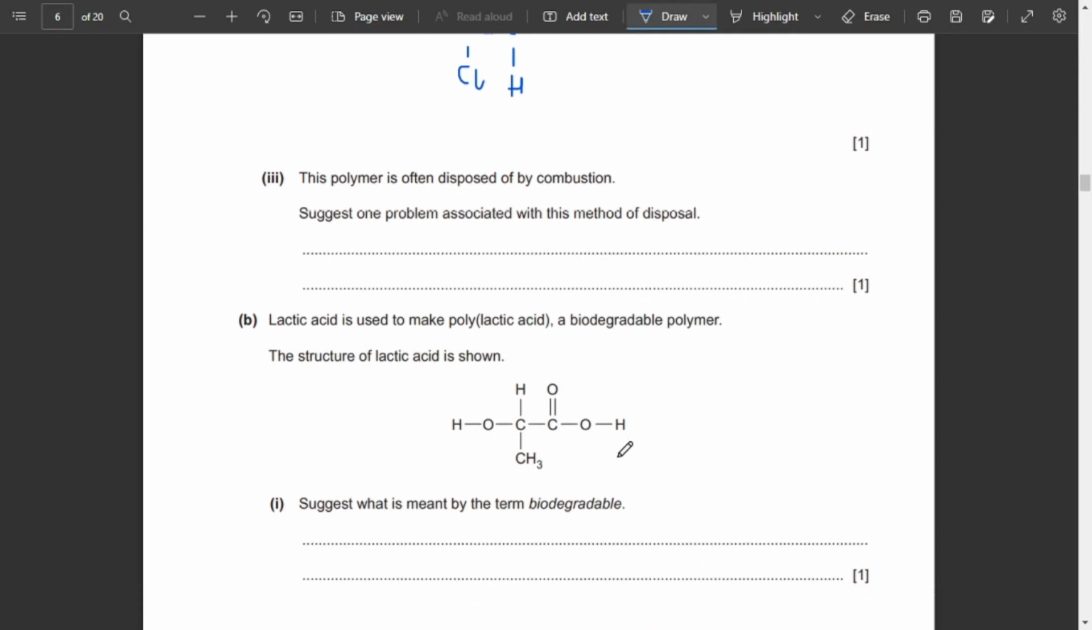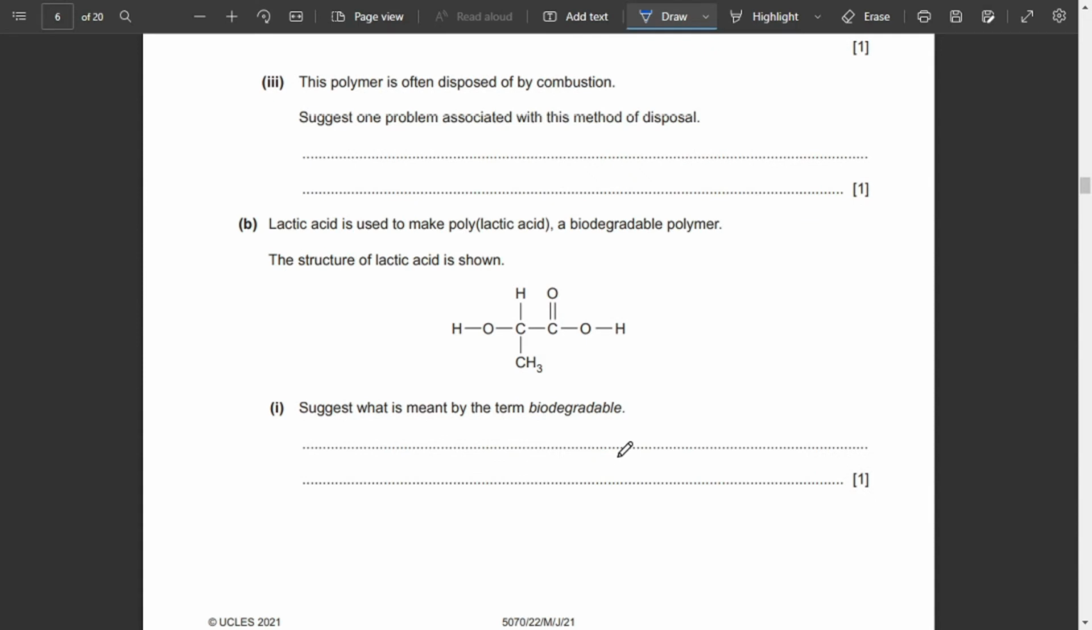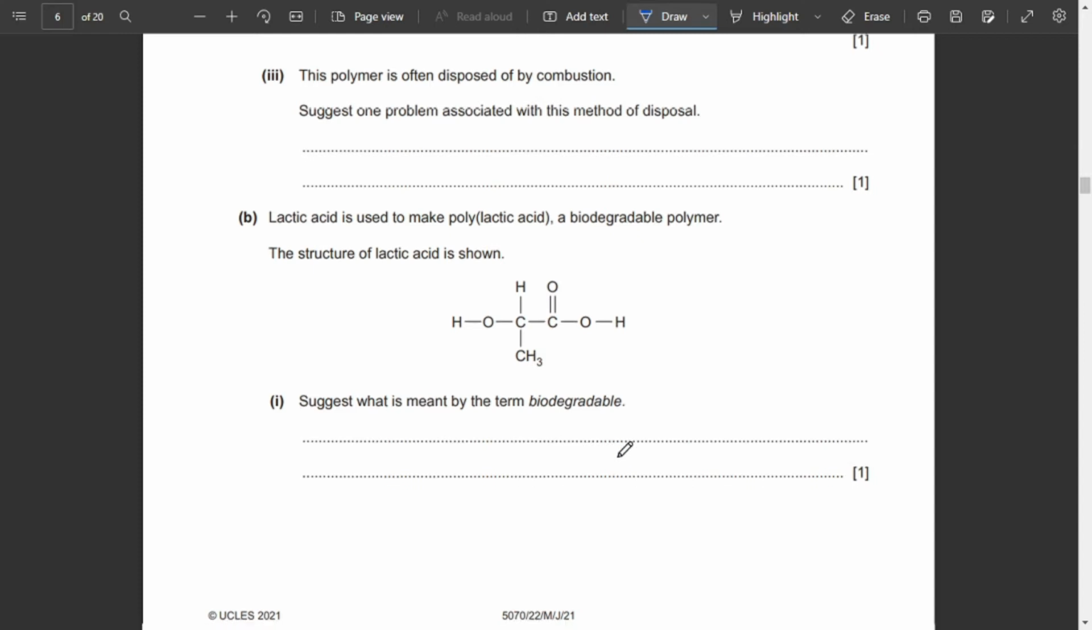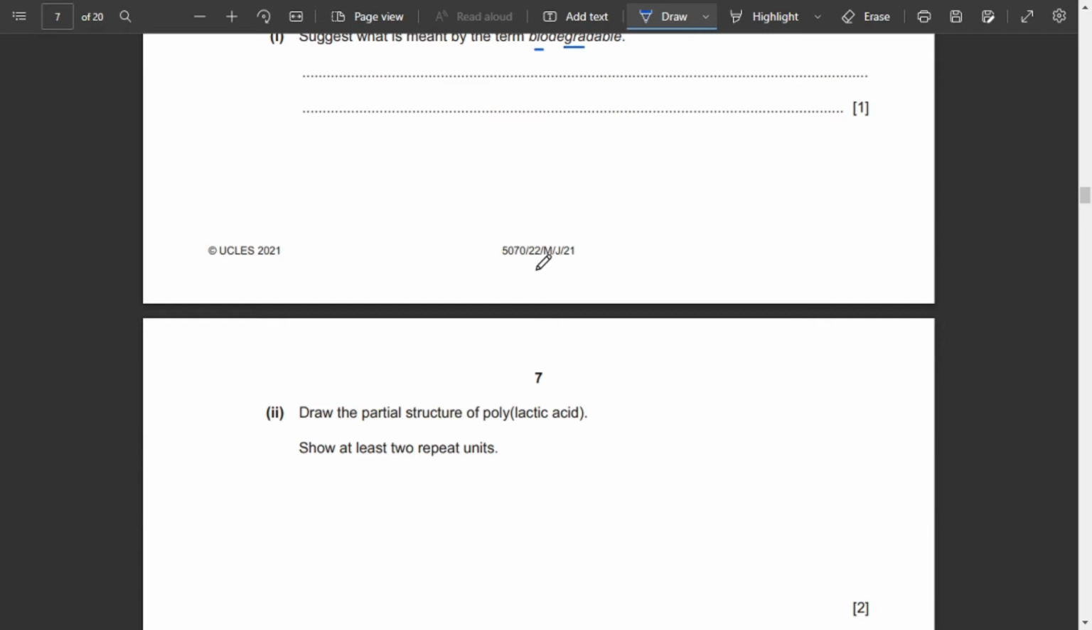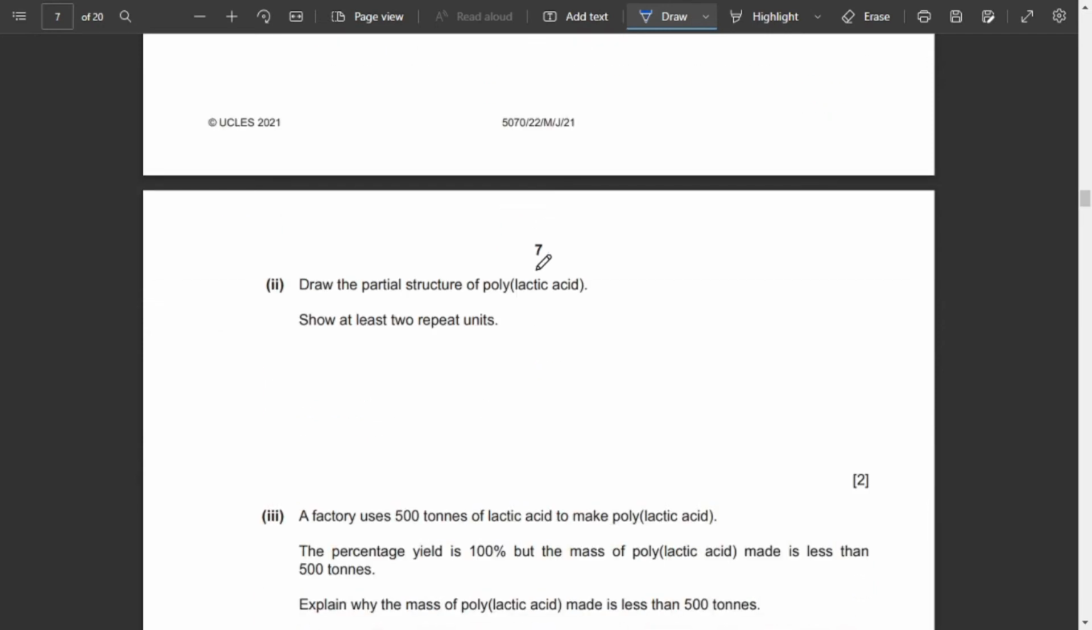So moving on to part B, lactic acid is used to make polylactic acid as a biodegradable polymer. The structure of lactic acid is shown. Suggest what is meant by the term biodegradable. Biodegradable are those kinds of materials that can be decomposed naturally. Since we have the word bio, which is about life, natural things, and degradable, decomposition. Quite understood. Moving on to part 2, draw the partial structure of polylactic acid.